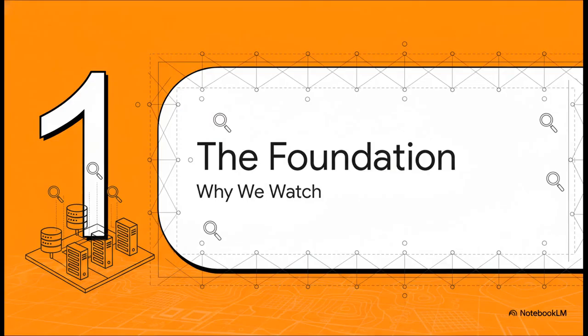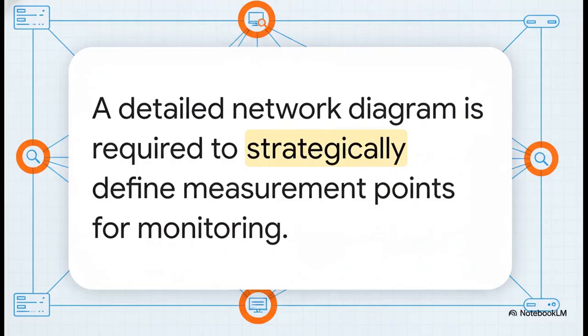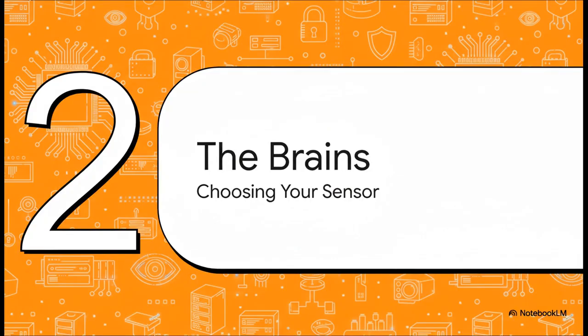So before we can even think about building that watchtower, we need to do something super important first. We have to understand the lay of the land. That's the foundation for everything that comes next. Look, you wouldn't build a real watchtower without first looking at a map, right? Of course not. The exact same logic applies here. You absolutely need a detailed network diagram. This map is going to be your guide, showing you the most critical intersections and choke points where you should place your monitoring gear.